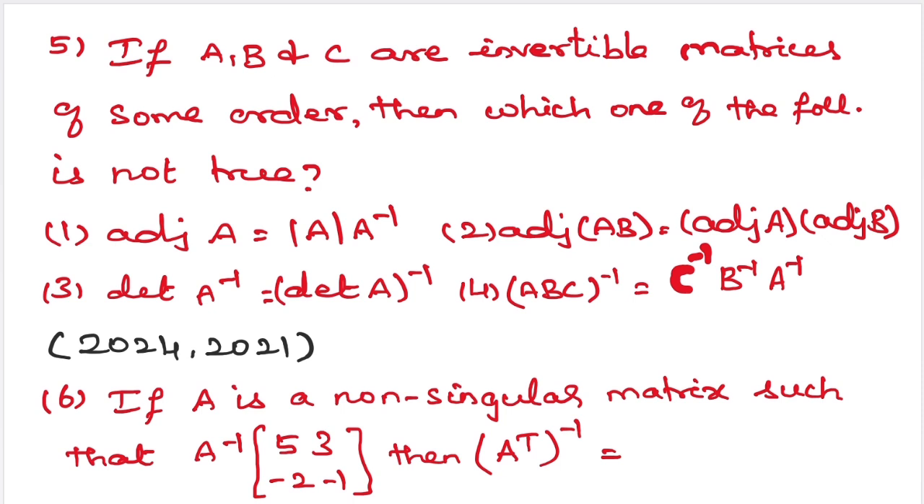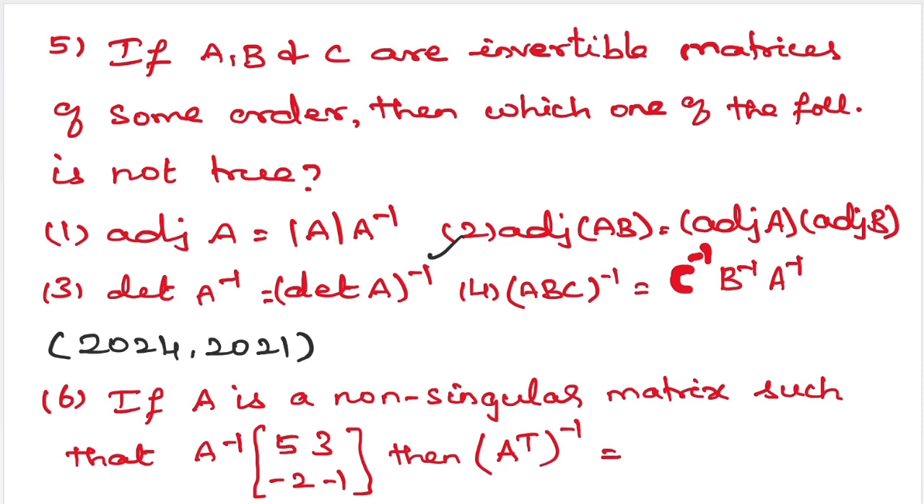So which one of the following is not true? So here the answer is second option, adjoint AB is equal to adjoint A into adjoint B, because the correct one is adjoint AB is equal to adjoint B into adjoint A. This is by theorem 1.10.